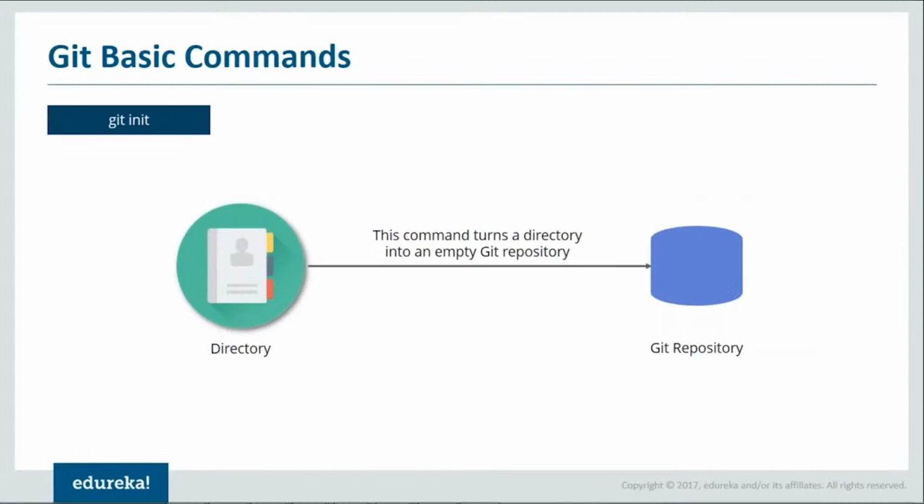Let's begin guys. So we'll start with the git init command. Now git init is basically to turn a directory into an empty Git repository. The first thing that you need is a local repository to work with.